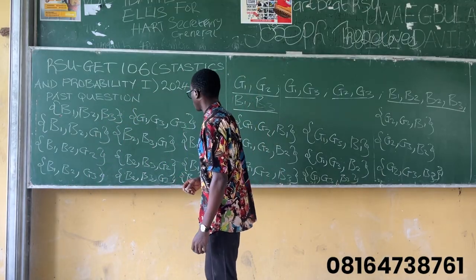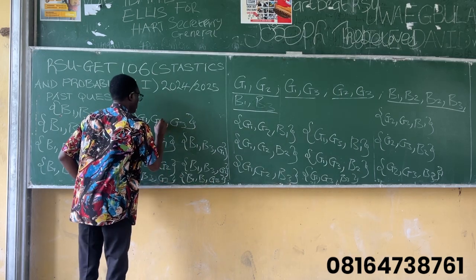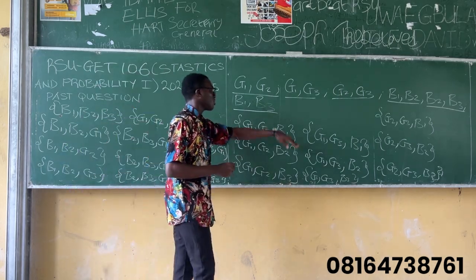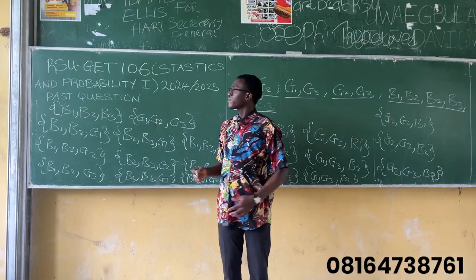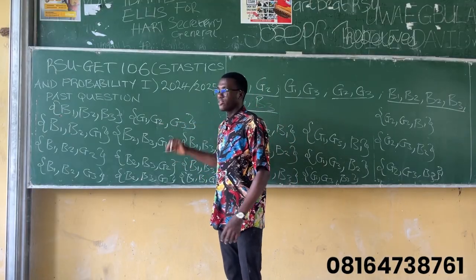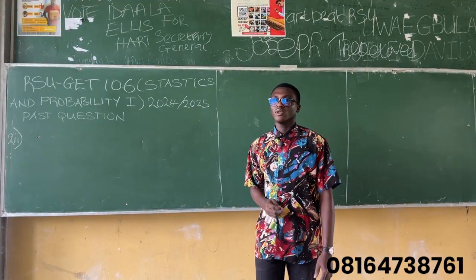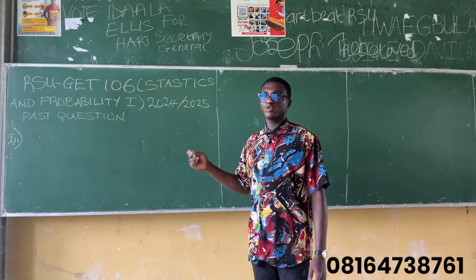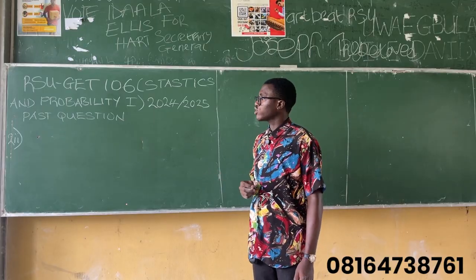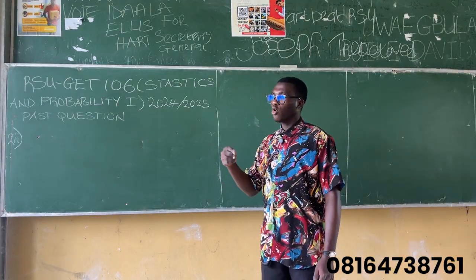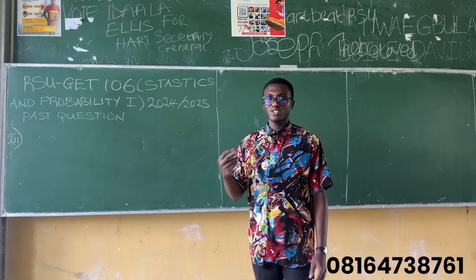G3 is 2. Sorry. So all of this is the sample space for the possibility of selecting a 3-member committee out of 3 boys and 3 girls. Okay. So this first question told us to outline the sample space, and the second question is telling us to calculate the probability that more girls than boys will be selected.